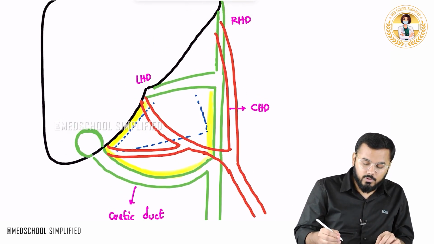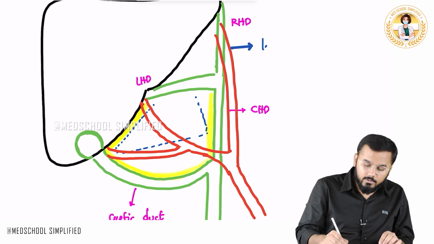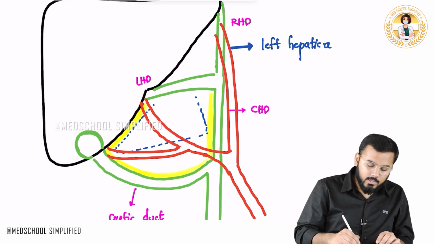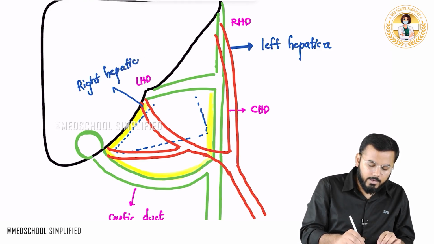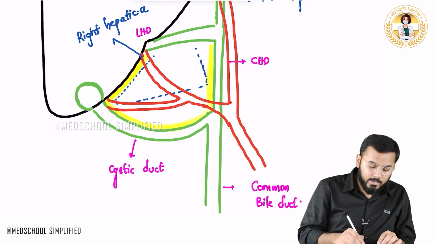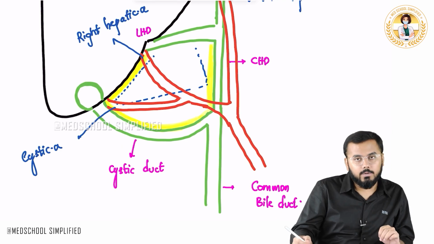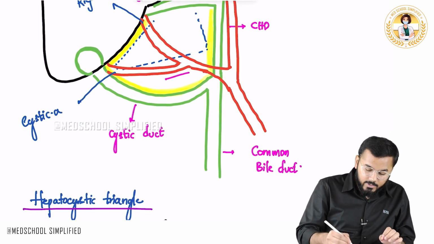So what are the things we have mentioned here? This one over here is called your left hepatic artery. And this one over here is called your right hepatic artery. A branch of the right hepatic artery is called your cystic artery. Now the next important thing is that here very clearly you can look at a triangle.